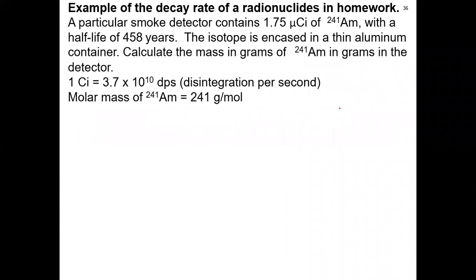Okay, once we know that, and I took this from the homework, we can use the rate law to solve this problem. We are going to use our differential rate law, which gives you the rate equals k times N. Rate is like DPS, k is the rate constant, N is how many nuclei are in the sample. So we can use this equation to calculate how much N.